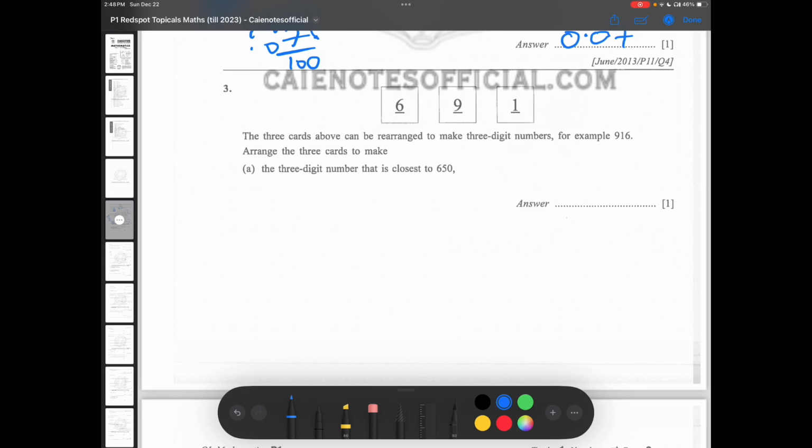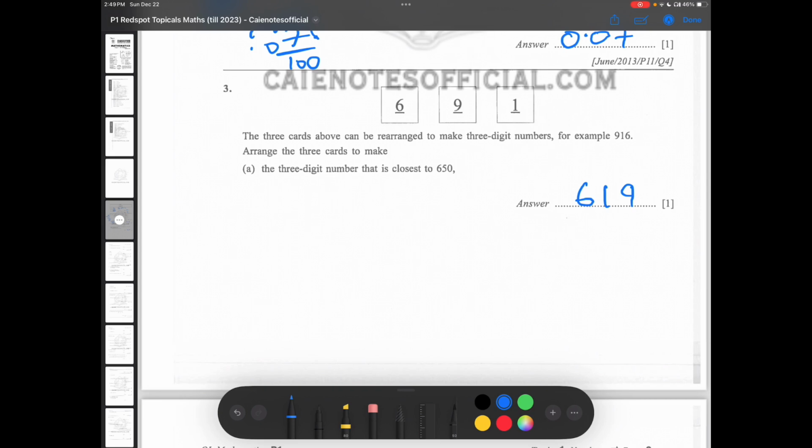So right now we can see the three-digit number 691, and this is 41 more than 650. If I make it 619, this is now 31 less than 650. So this is closer to 650 as compared to 691, and this will be our answer.